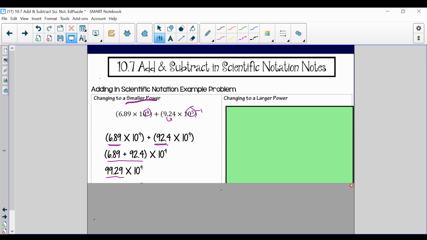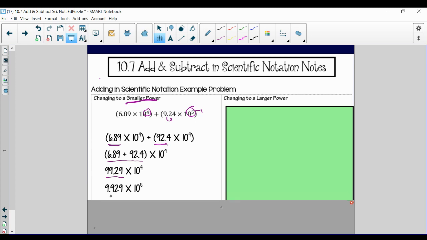Make sure you're writing all of this down in your notes. And then we're still not done because we need to write this in scientific notation. So the factor would be 9.929, and then we'd have times 10 to the fifth because we had to move this decimal 1 to the left, which is dividing by a 10. So you have to add 1 in the power. So that's how you get 10 to the fifth.